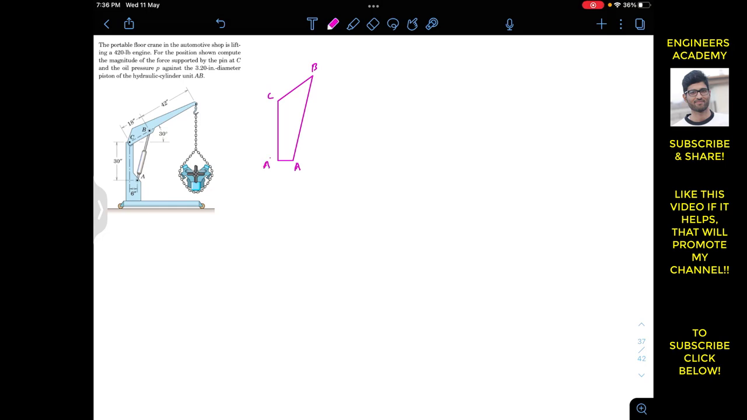Now this CA dash length is 30 inches. This AA dash is 6 inches. And this is 18 inches, this is given. Let me write that this is 18 inches, this is 30 inches, this is 6 inches, and AB is not known. Now first of all, I have to join A with C. So if I join A with C, we will have the geometry like this. First of all, we can find that AC length. Now our job is to find the angle of this AB line with the horizontal.